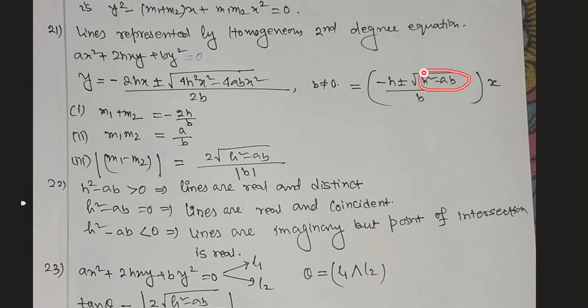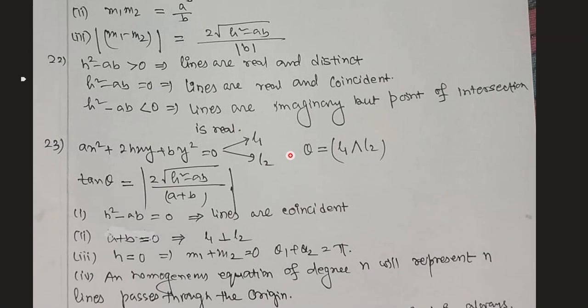If the discriminant is greater than 0, we know that the roots are real and unequal, so here the lines are real and distinct. If the discriminant is equal to 0, then the roots are equal, which means the lines are the same, coincident lines. If the discriminant is less than 0, then the lines are imaginary lines. And here we have the second degree equation which represents two lines, L1 and L2.